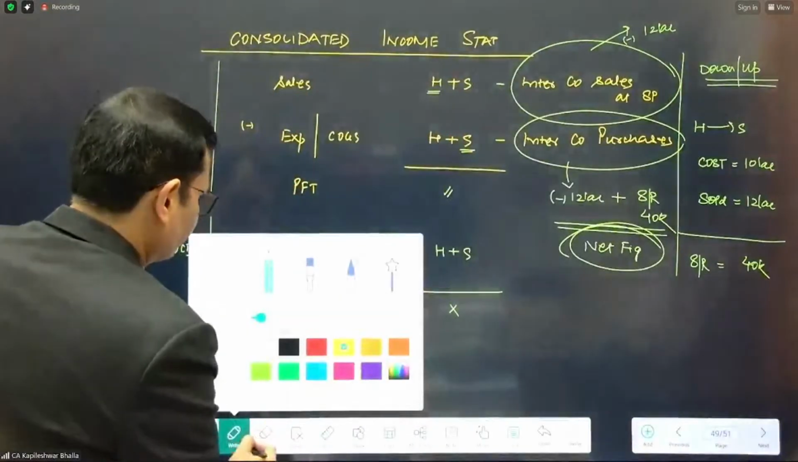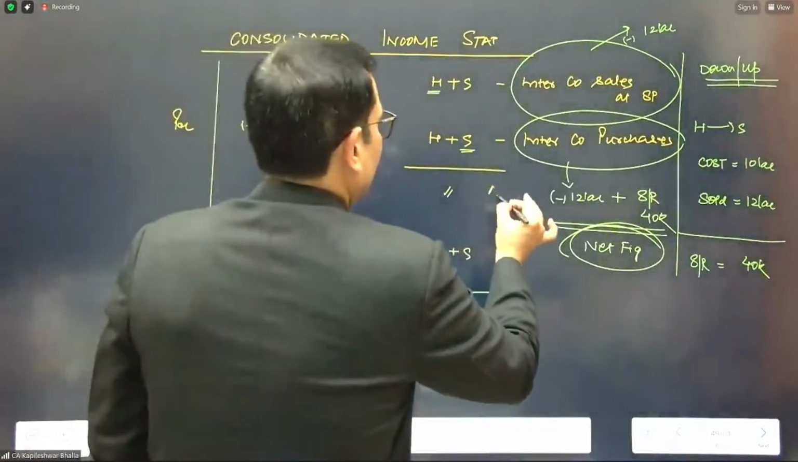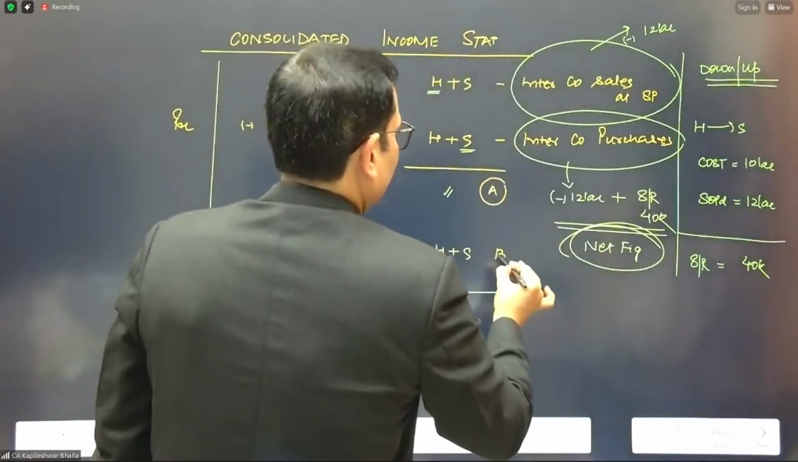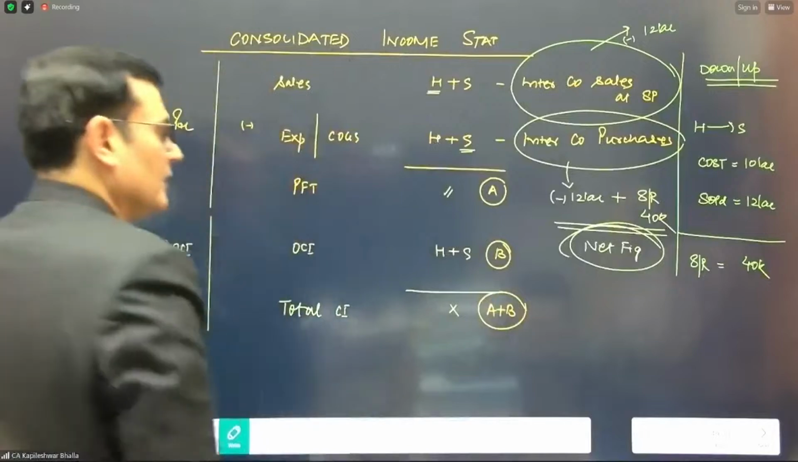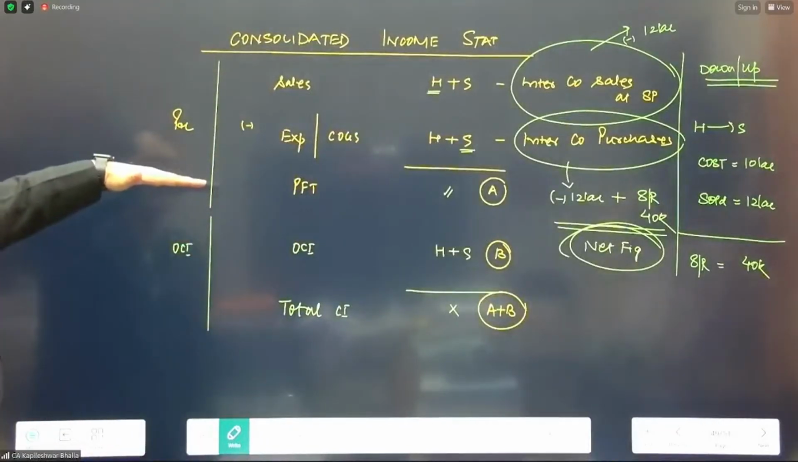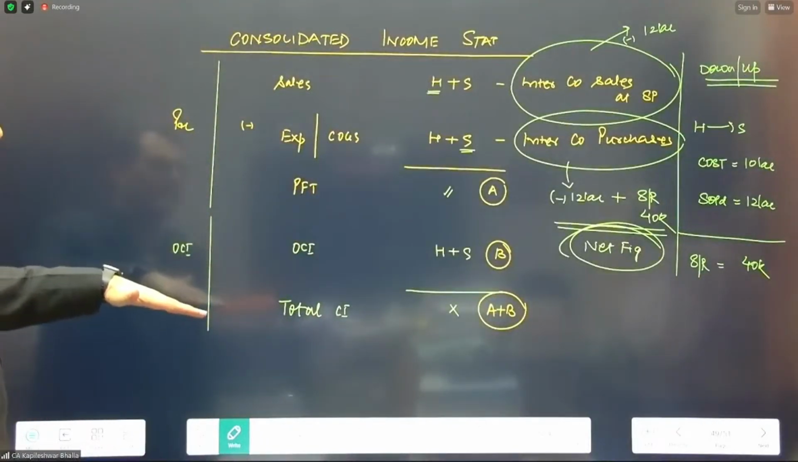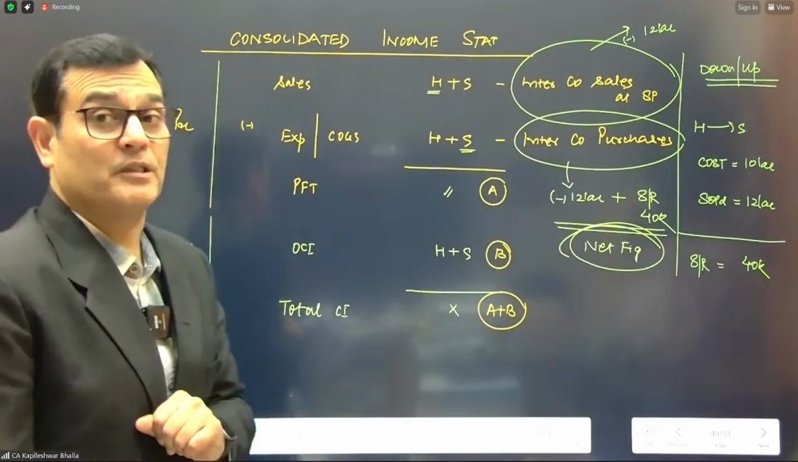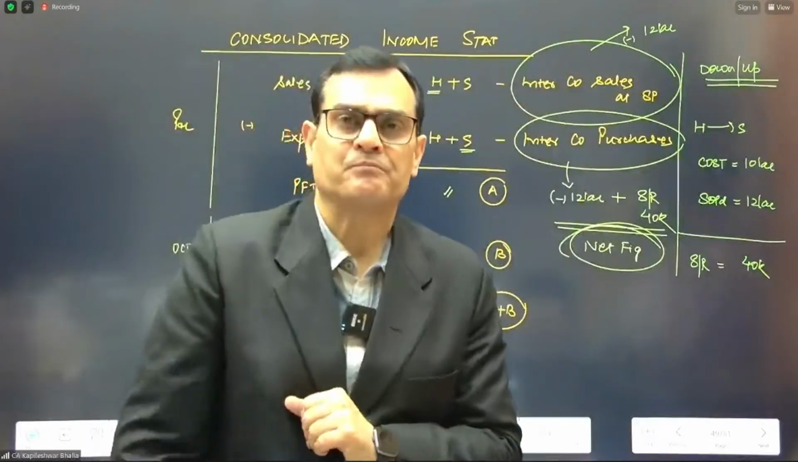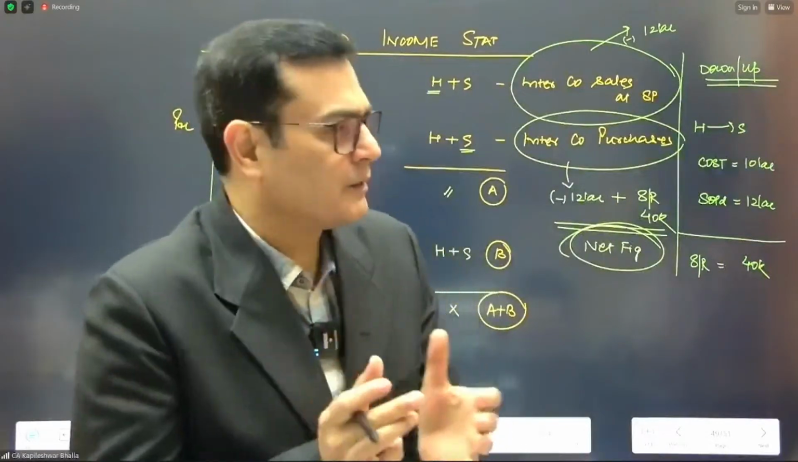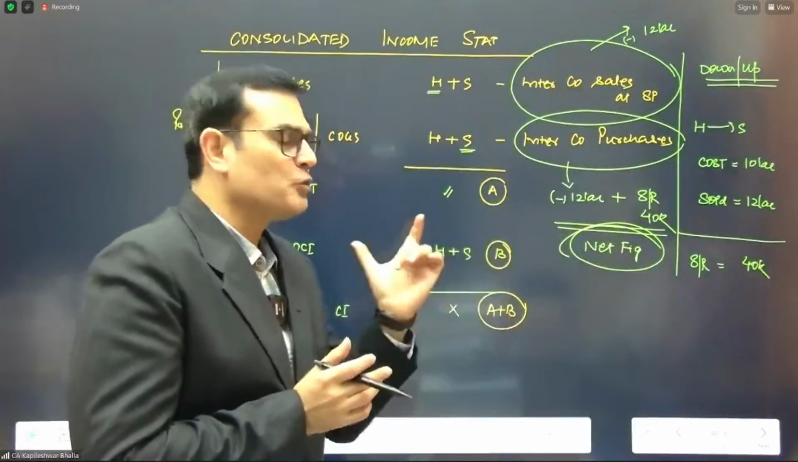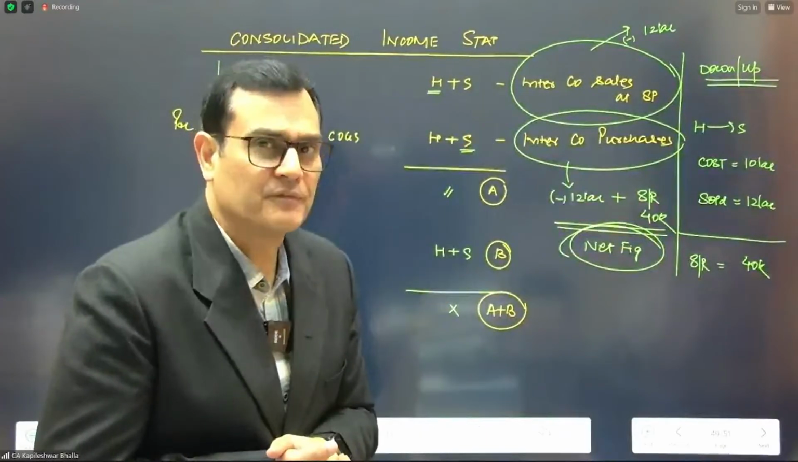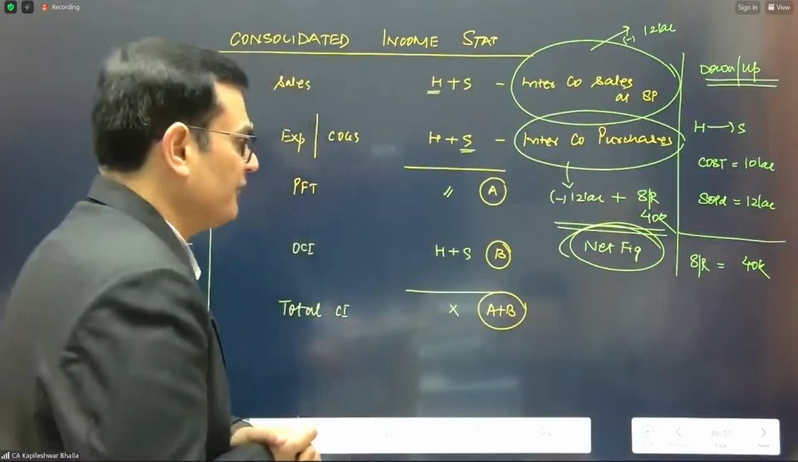So let's do one thing. Let's call this A, let's call this B, and let's call this A plus B. So you'll have a figure of profits, you'll have a figure of OCI, and a figure of total comprehensive income, A plus B. Now watch this carefully. You need to split the profits between the parent and NCI, and you need to split the total comprehensive income in terms of parent and NCI.